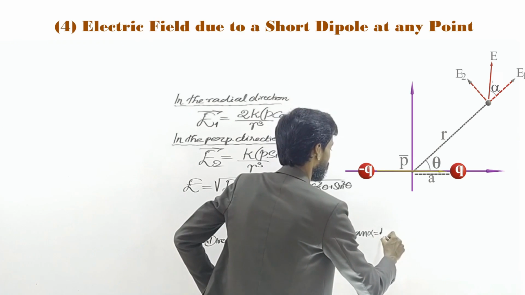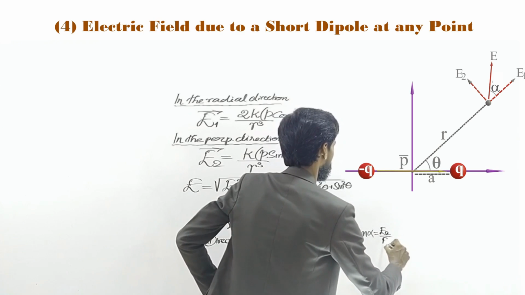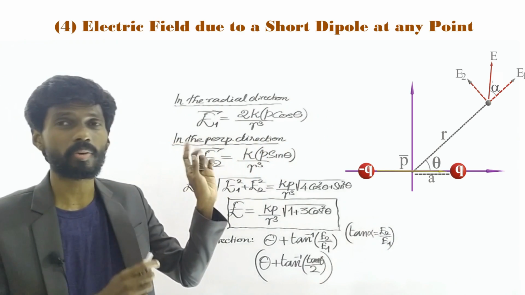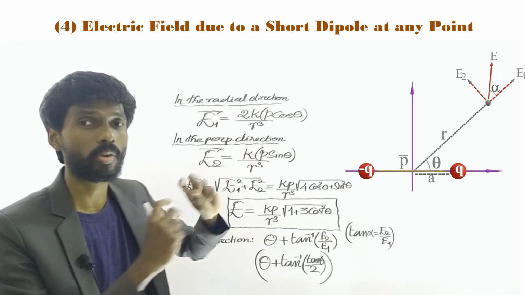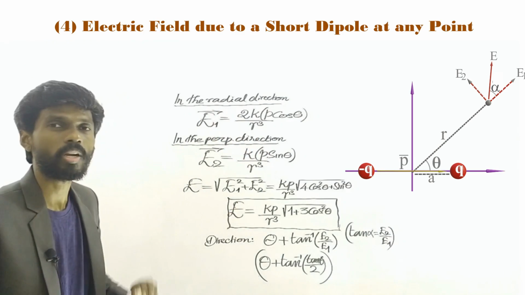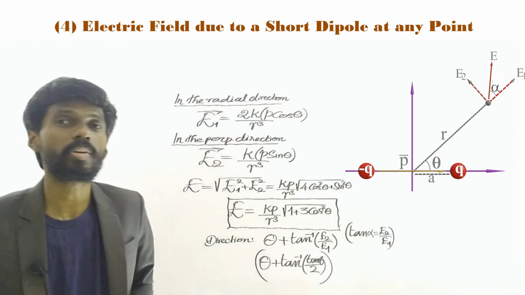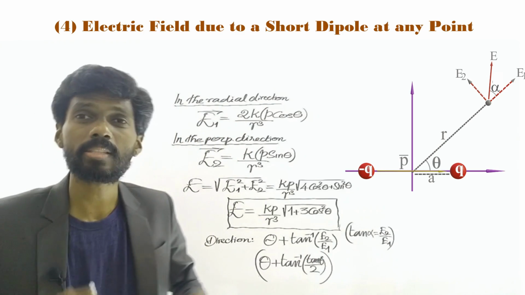Tan alpha equals E2 divided by E1, right? Perpendicular component divided by the horizontal component. So E2 divided by E1. From that we can write this one. So this is the answer, right? The electric field due to a short dipole at any point in space.